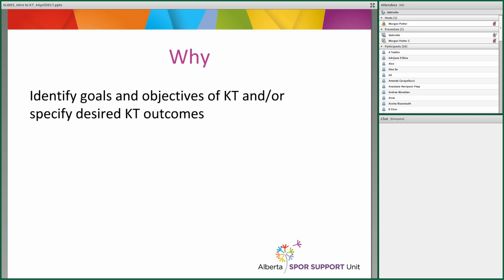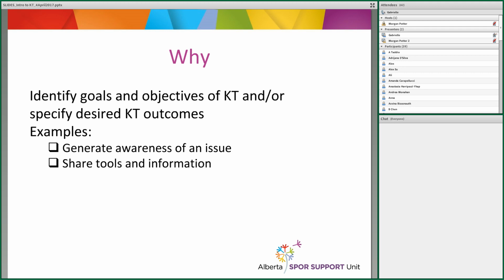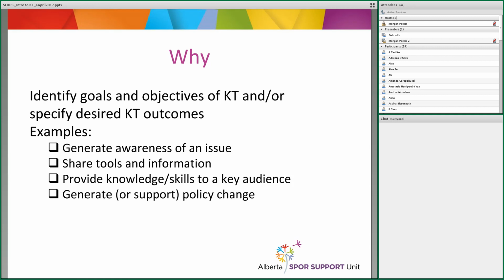As I said, it's always good to start with the why. So you need to identify what is the problem you are trying to solve and how will knowledge translation address this. It could be, as we said, as simple as generating awareness of an issue. You might want to share tools and information. You might be providing knowledge and skills to a very specific key audience. You might be generating or supporting a policy change. You could be generating a clinical practice change, and there are other potential goals. Be very specific about what you're hoping to achieve and make sure that it's doable with the research you're undertaking.